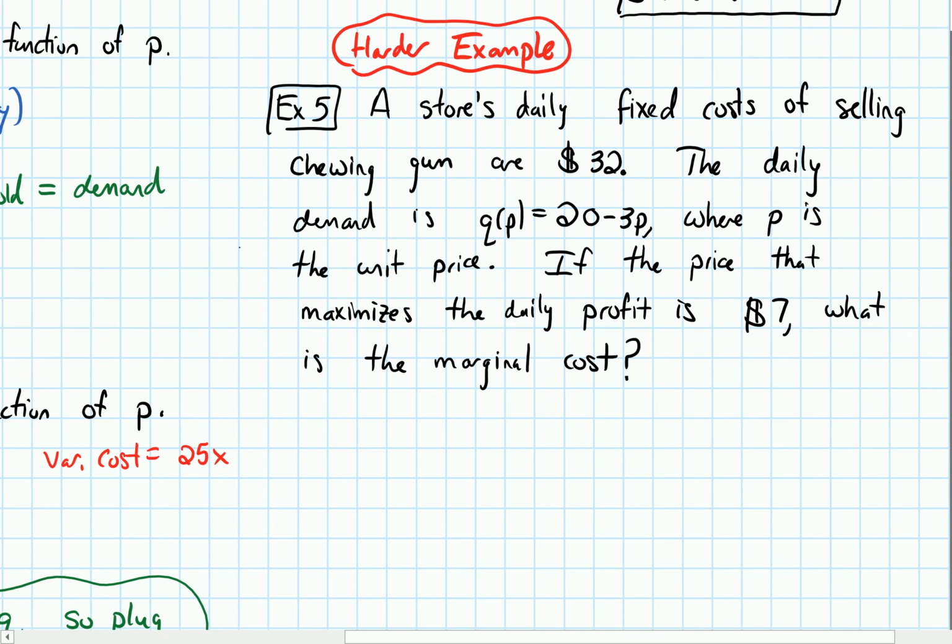In this video, we're going to do a harder example involving profit. So the example is that a store's daily fixed costs of selling chewing gum are $32. The daily demand is Q of P equals 20 minus 3P, where P is the unit price. So that is our demand function. If the price that maximizes the daily profit is $7, what is the marginal cost?